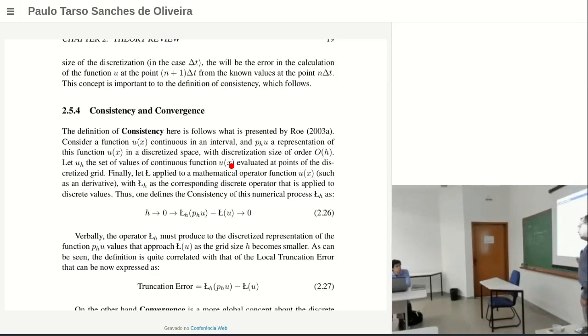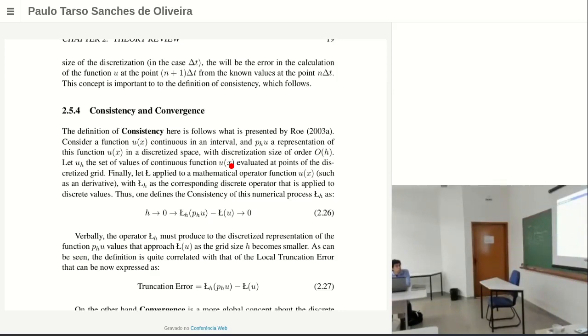When you have consistency, it means that as H here is a symbol for discretization, it could be spatial discretization, it could be time discretization, but consistency means that as my discretization goes smaller, the difference that I have between the operation that I did on the discrete function and the operation that I do with the continuous function will drop to zero. I'm not saying that the results are going to be the same. The truncation error, the local truncation error, is exactly this difference.